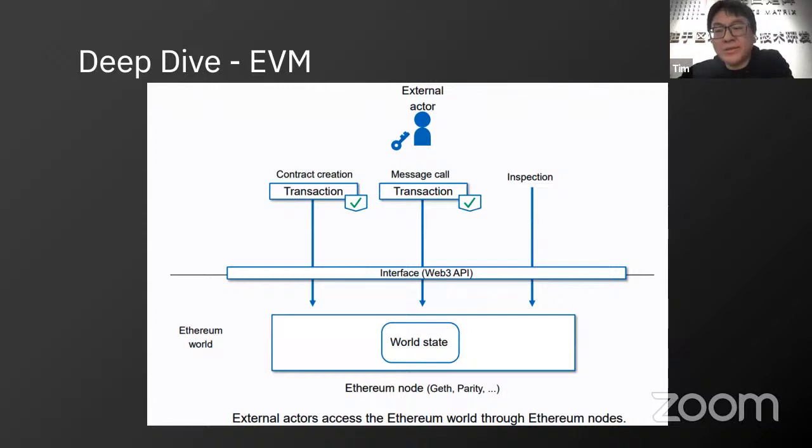So external actors can access the blockchain network world through nodes. For example, for BSC, I think there are currently 21 nodes in this blockchain network. So any external actor can access any arbitrary node in this network and send their transactions or do their transfers. And all the other nodes will just validate the transaction.